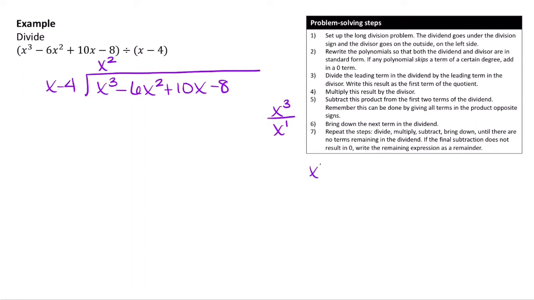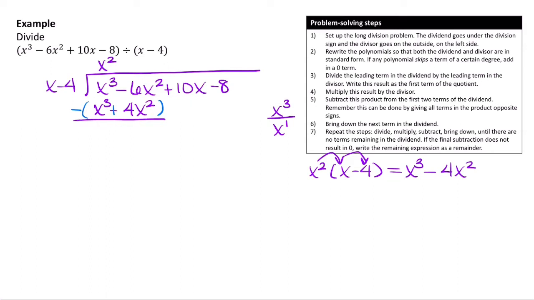So now I'm going to do x squared times the divisor, which is x minus 4. So I'm going to distribute that to both terms. X squared times x is going to be x cubed minus x squared times 4, which is 4x squared. So we have x cubed minus 4x squared, and then we go ahead and subtract. So when I do that, this is going to become a plus sign. So x cubed minus x cubed is just 0. Negative 6x squared plus 4x squared is going to be negative 2x squared. So now I'm going to bring down this plus 10x.